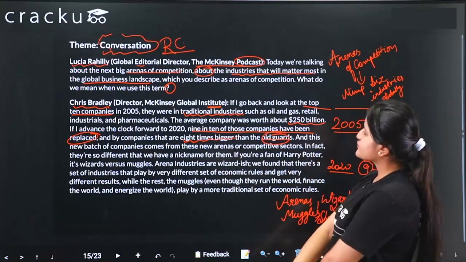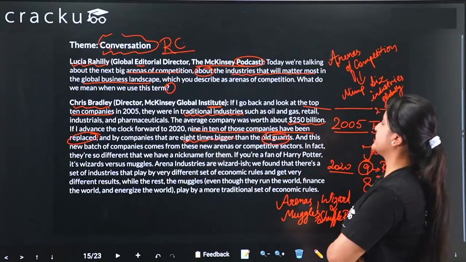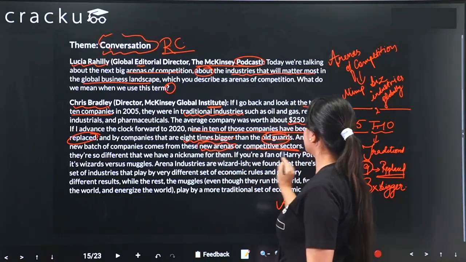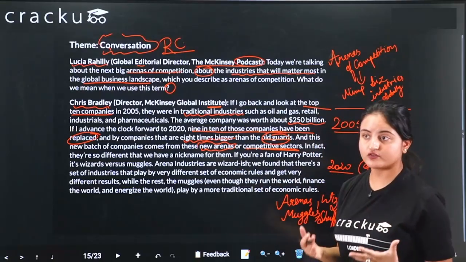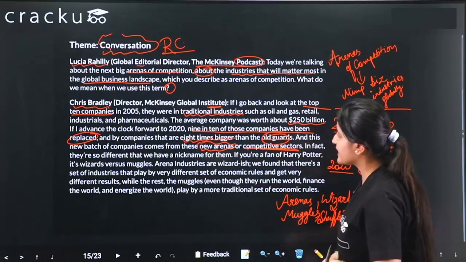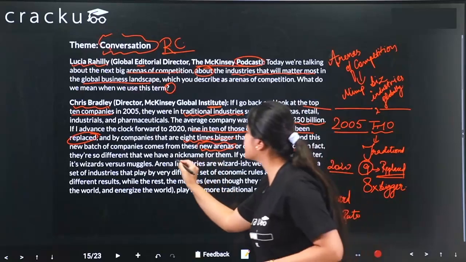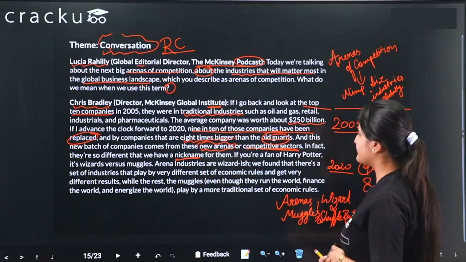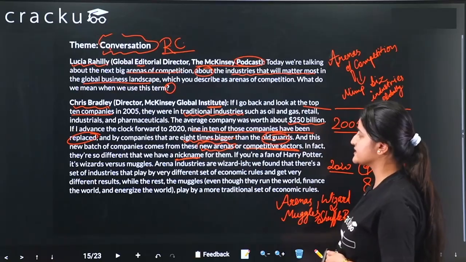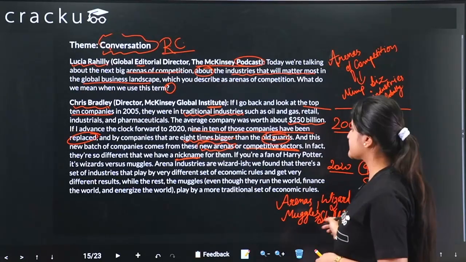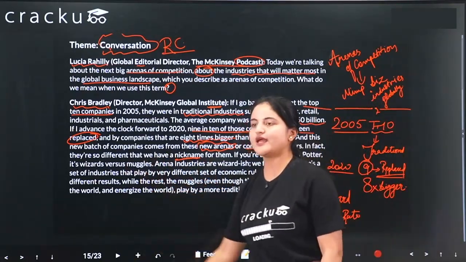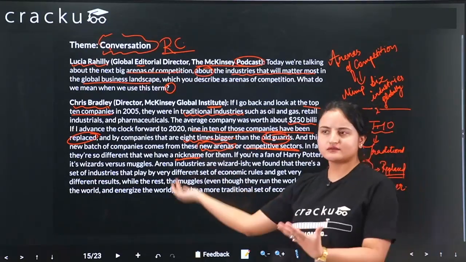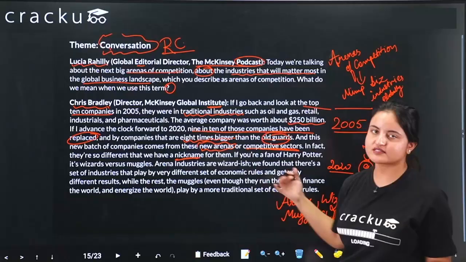And this new batch of companies comes from these new arenas of competitive sector. So new arenas, new domains of business. In fact, they are so different that we have a nickname for them. If you are a fan of Harry Potter, it's Wizards versus Muggles. So Wizards versus Muggles, this is the nickname. Anybody who knows Harry Potter would be able to guess, but not everybody knows, right? So the passage will tell us.